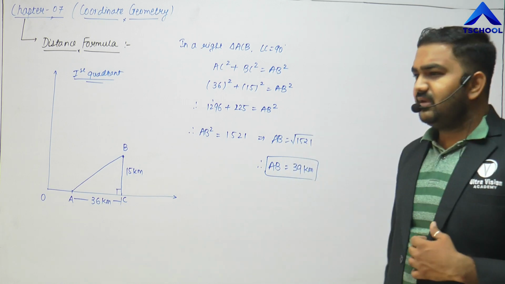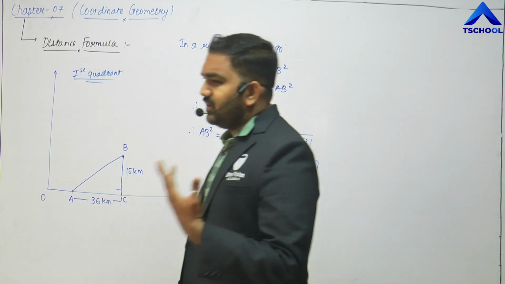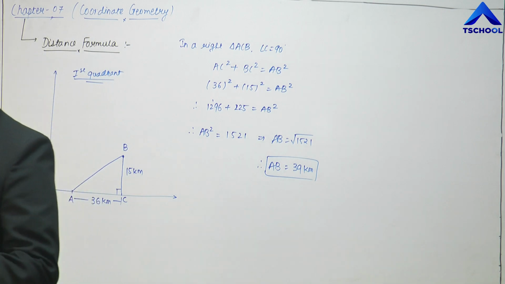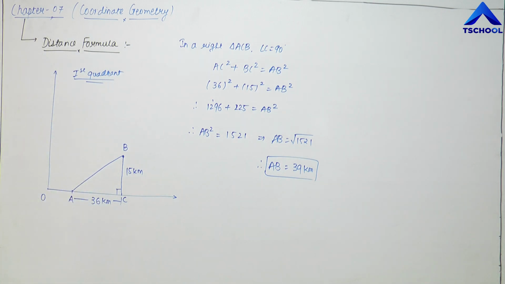But this is not the distance formula. This is simply where the distance is given and we need to find out the third distance. Then what happens when we are not given such distances? At that time we first need to find out the distance between 2 points, and for that, friends, we shall use the distance formula. Is it clear? So let us try to solve what the distance formula is now.